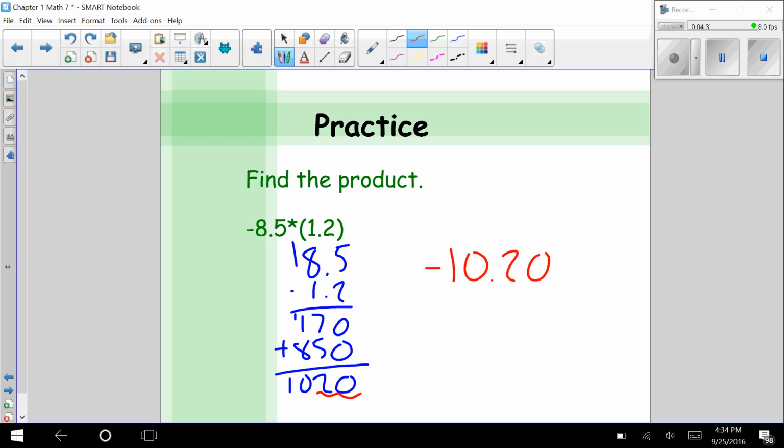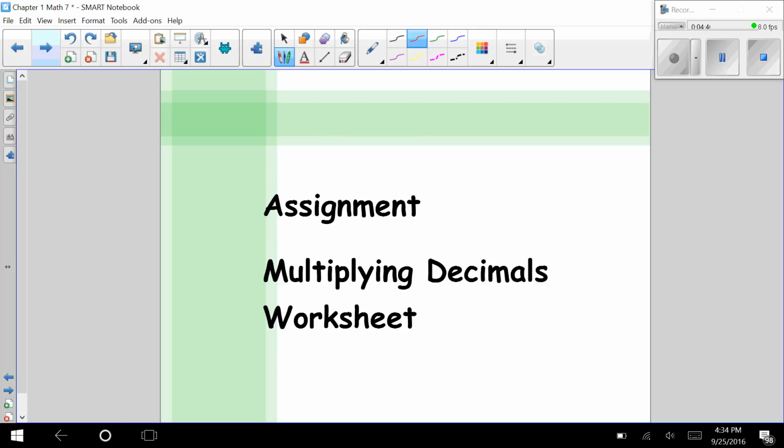10.20. Your assignment is the multiplying decimals worksheet.